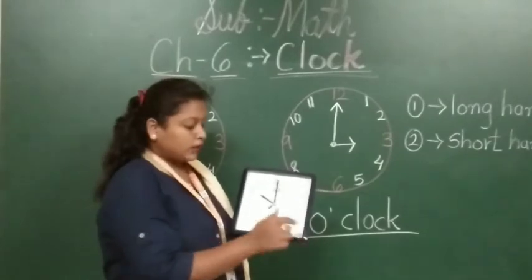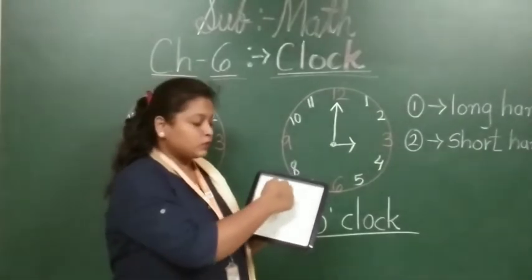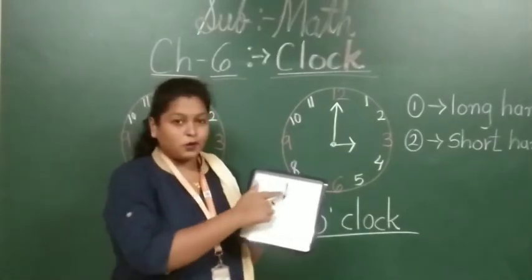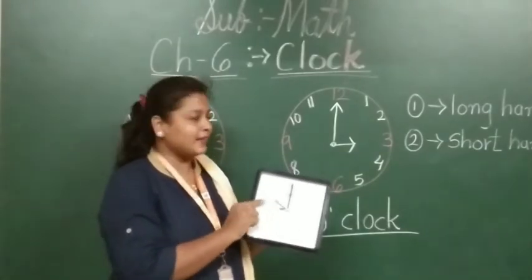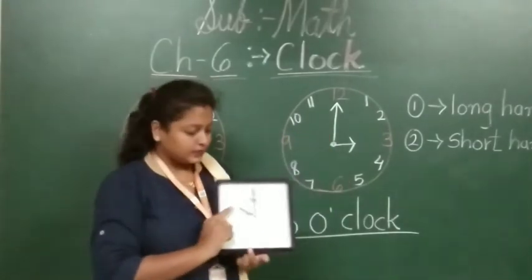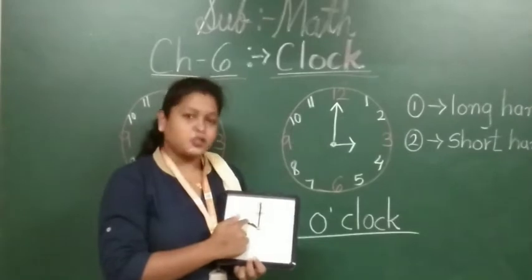So 10 o'clock, what comes after 10? 11, then 12, again start from the ones. So here you can also see the difference between the hands. This one is the longer hand and this one is the short hand. Same, long hand, short hand.